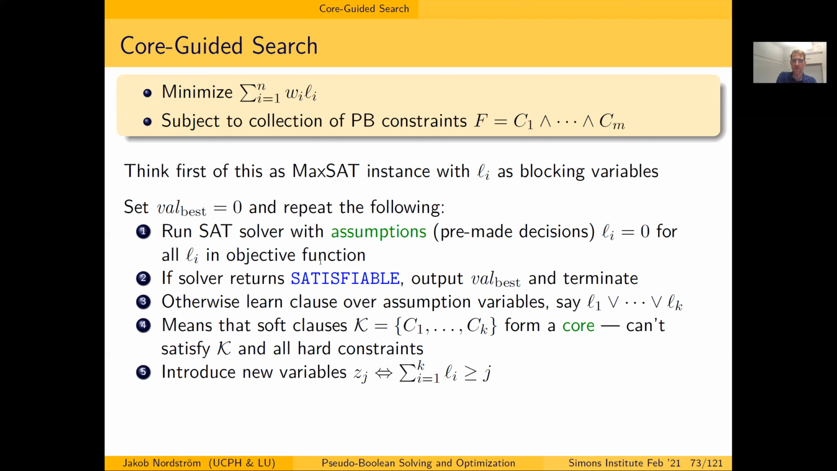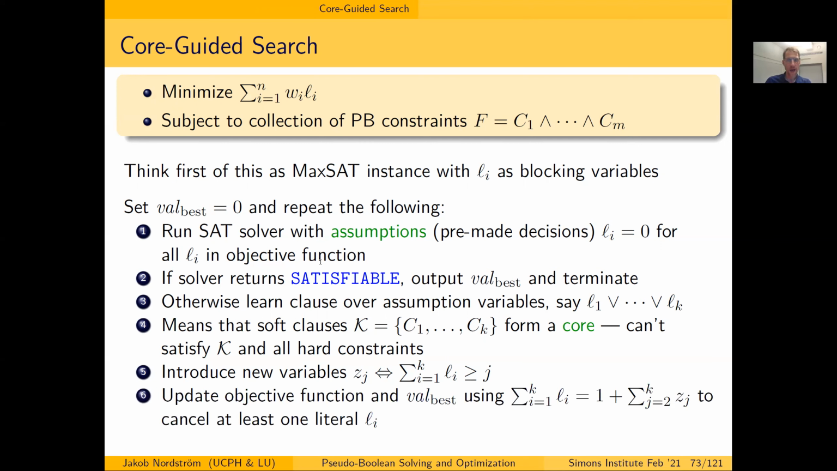So now we know that in this core, at least one clause has to be false, at least one blocking variable Li has to be used, but possibly more. We don't know, maybe all of them. So we have to violate at least one of these clauses, maybe all k of them. We don't know how many. So conceptually, we now introduce new variables, Zj, where we think of Zj as meaning that j out of these literals L1 up to Lk are true, that j of the soft clauses have to be falsified.